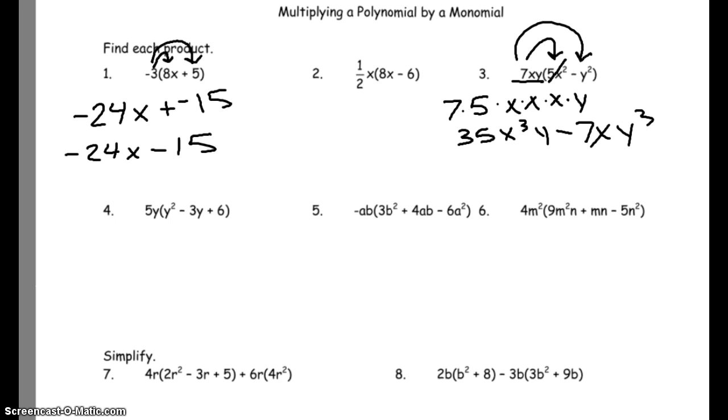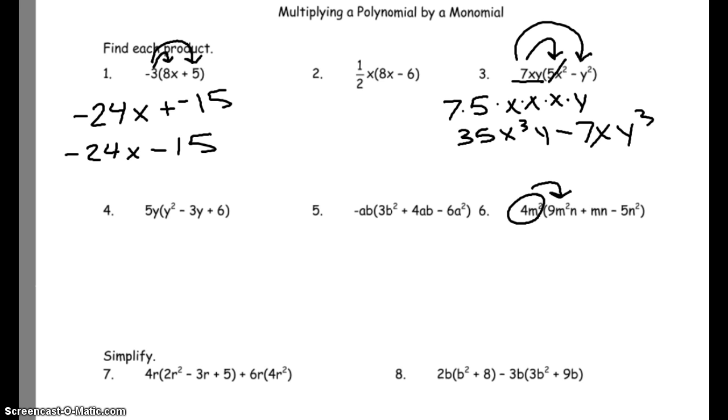Okay, so when we look at 4, 5, and 6, they now have more terms inside of the parentheses. So we are now multiplying a monomial by a larger polynomial, but we are still going to do the same thing. So I'm going to skip around again. I'm going to go to number 6. Looking at number 6, we are distributing 4m squared into the parentheses.